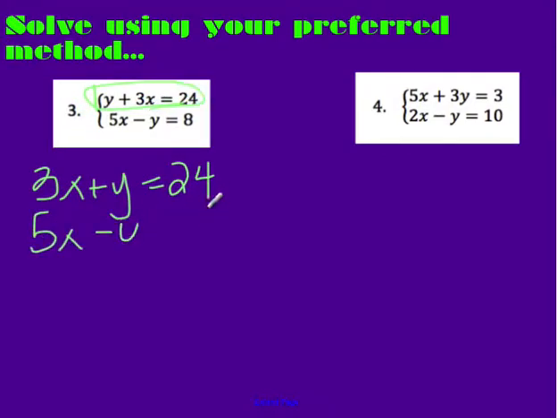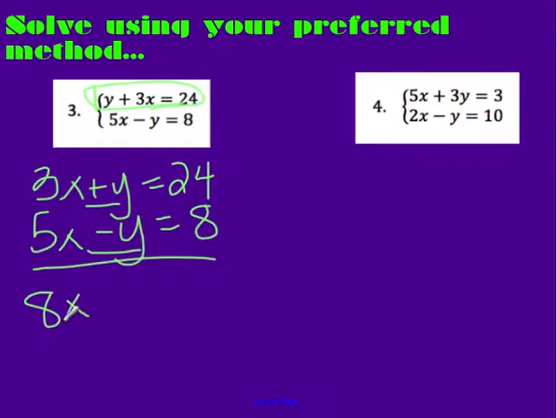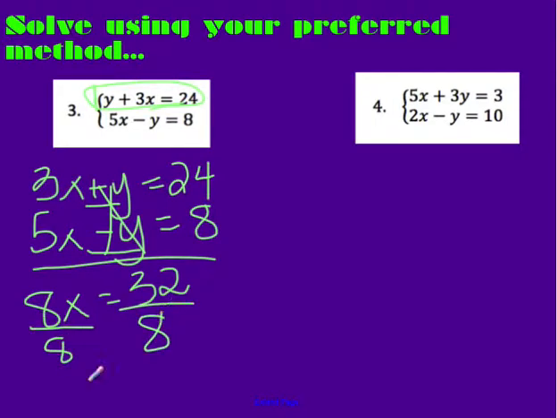So when I line up my x's and y's, what I notice is that my y's have the same coefficient, opposite signs. So that means I can go ahead and add down the columns. 3x plus 5x is 8x. And then y minus y is going to cancel out. 24 plus 8 is 32. So now I know that 8x is equal to 32. So to solve for x, I'm going to divide both sides by 8, and I get that x is equal to 4. So x and 4 are the same thing.